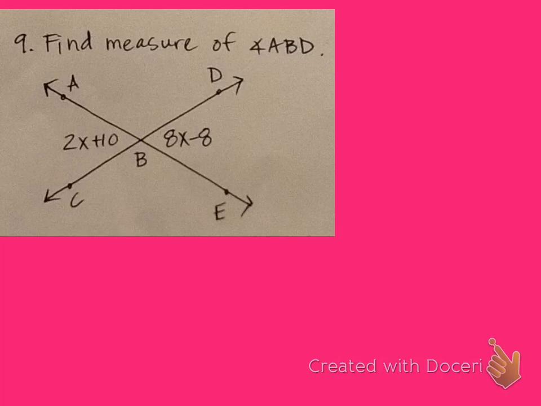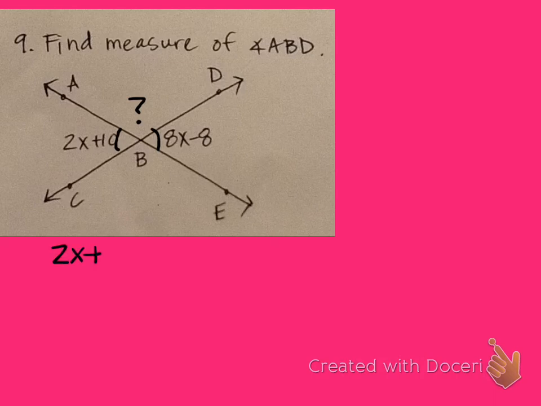In this problem, we have an expression for two angles that are across from each other at an intersection. The two lines intersect at B, and because angle ABC, which is the 2x plus 10, and angle DBE, which is the 8x minus 8, share the same vertex and are across from each other, we know they are vertical angles, and vertical angles are always congruent. Their measures are always equal. That's where we want to start. Then we can come back and find the measure of angle ABD. But we always need to start with what we know and try to make an equation.